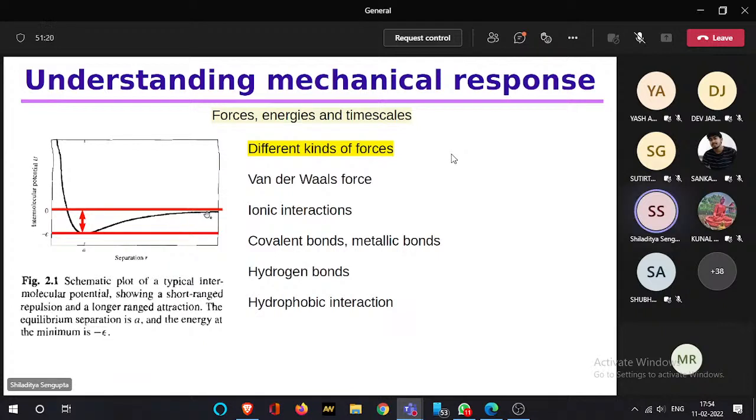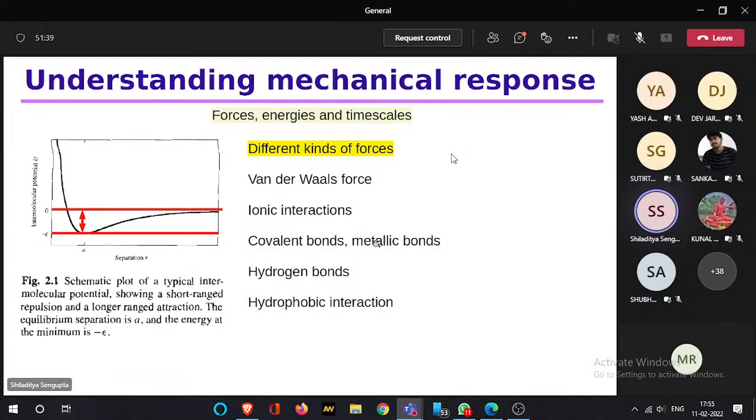And when you go to a large separation between them, then this force becomes attractive. So if you calculate the sign of the slope, the sign is opposite in this regime and in this regime. This is the feature of van der Waals force.